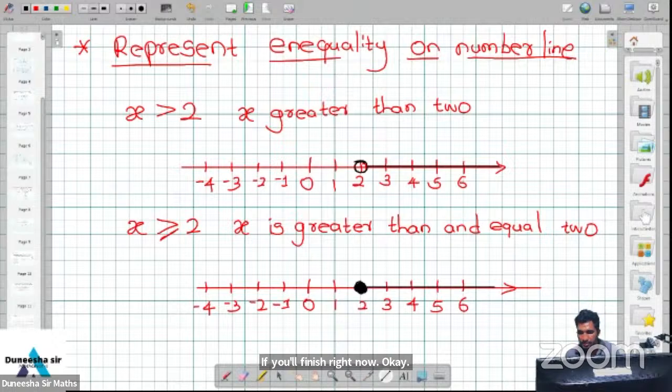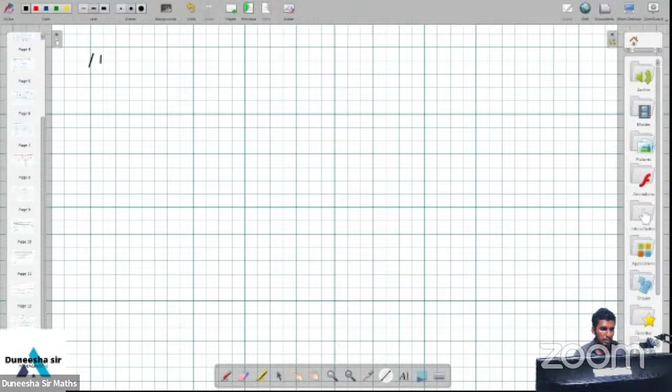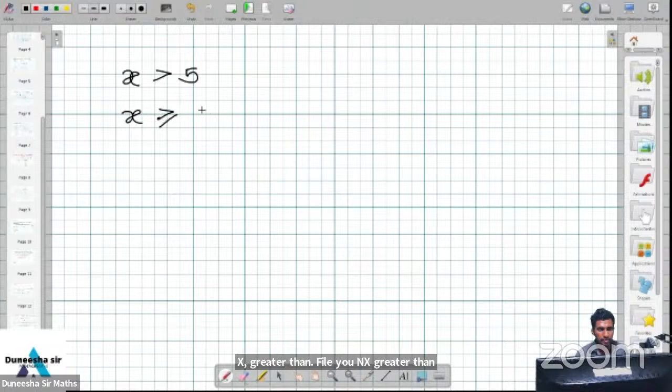Dular, are you finished? You have to take x greater than 5 and x greater than or equal to -2. Okay, can you represent these values on a number line? Can you do it?